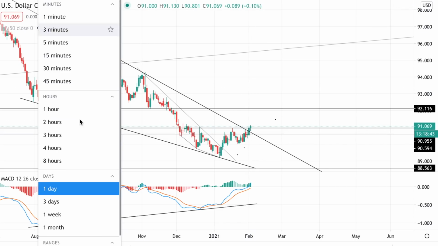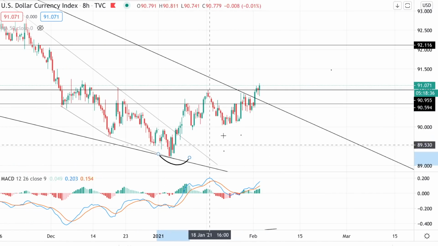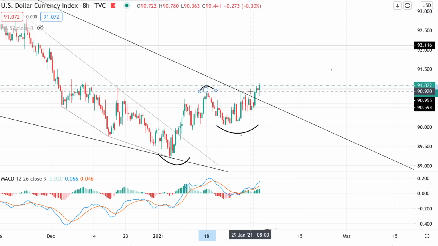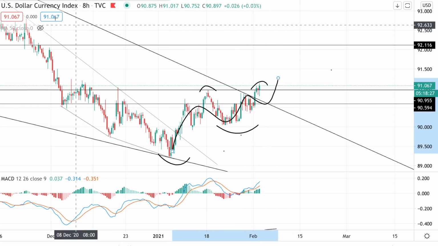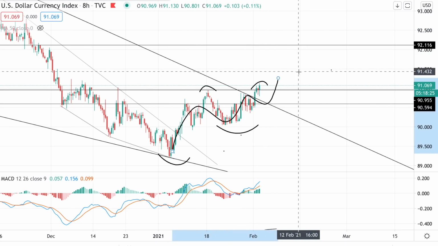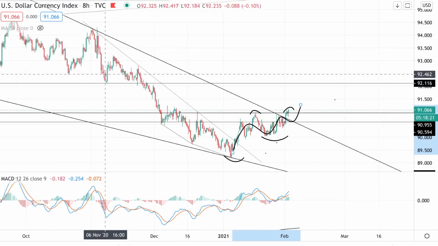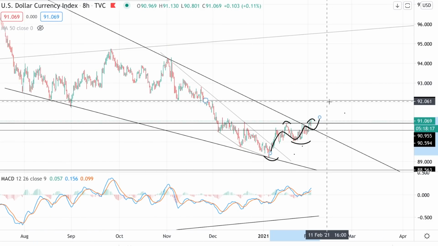We'll dig into the 8-hour chart right here, and you can see what's happening right now. We have a low, a higher low, a high, and we've just taken out that high, so we have a higher high. So what do we have? We have an uptrend on the US dollar as it's breaking out. The next big target is the 92 level, corresponding to those lows right here. So that will be a nice area of resistance.